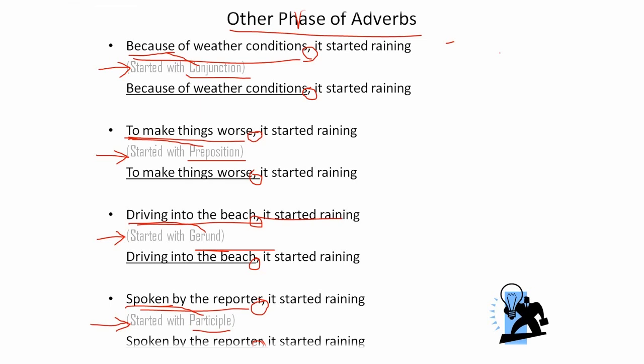So, if you notice, the sentence is same. It started raining. This is the actual sentence. Kani sentence mundu nen extra detail add cheyagalganu. How? Just by starting them with a conjunction, preposition, gerund, or participle. So, there are four kinds of phrase of adverbs. And this is how you can identify them.